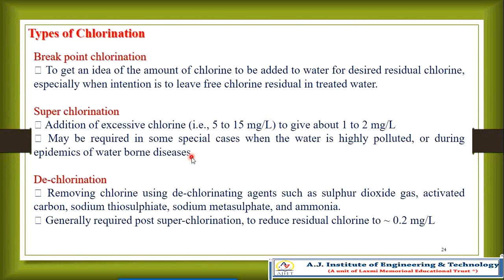For example, even after breakpoint chlorination and 20 to 30 minutes of the contact period, there may still be 1 milligram per liter or 0.5 milligram per liter of chlorine in the water. That has to be removed, because the residual chlorine limit is only up to 0.2. So we use sulfur dioxide gas, activated carbon, sodium thiosulfate, sodium metabisulfite and ammonia.